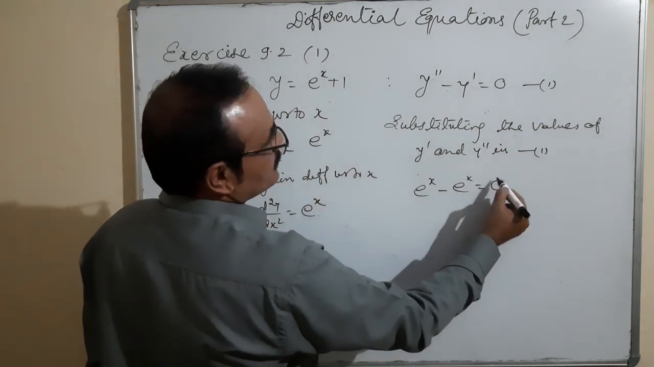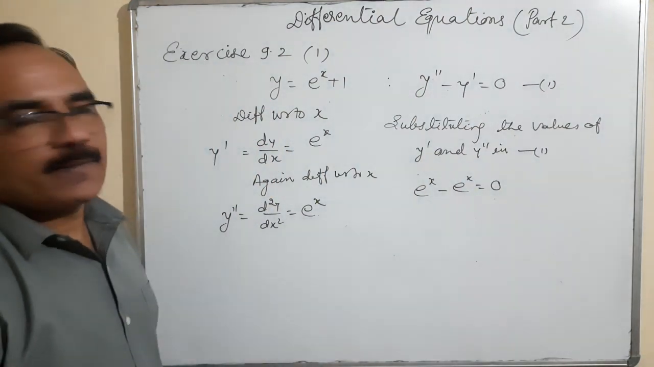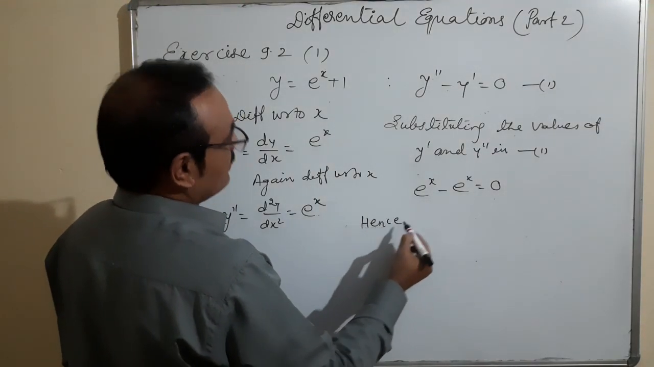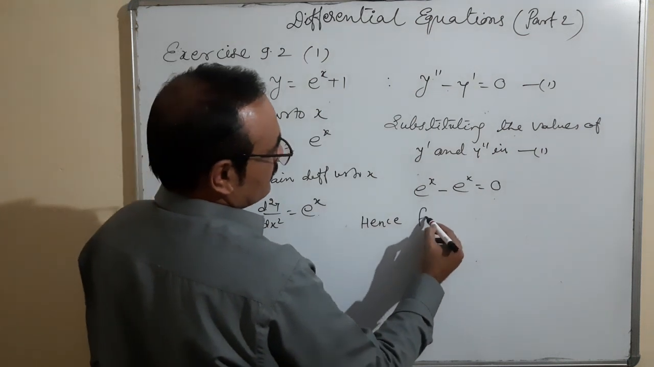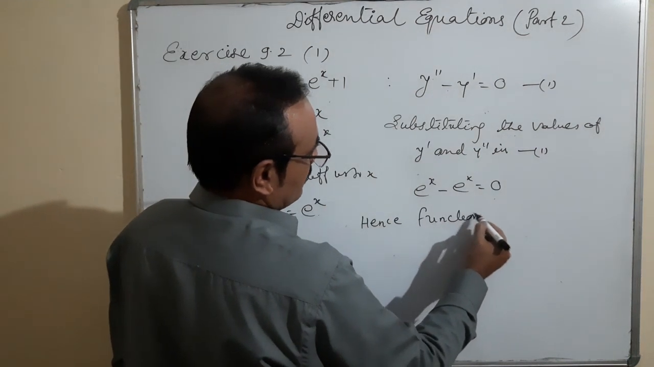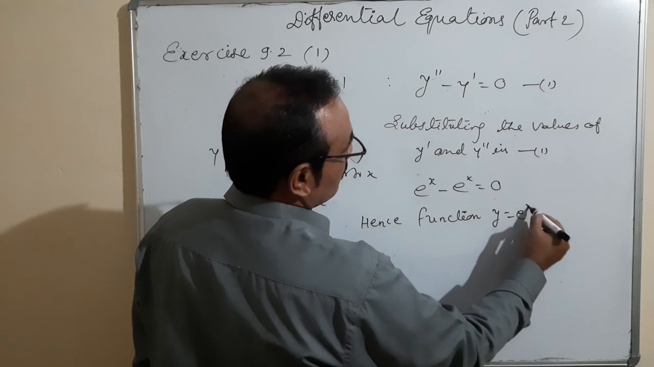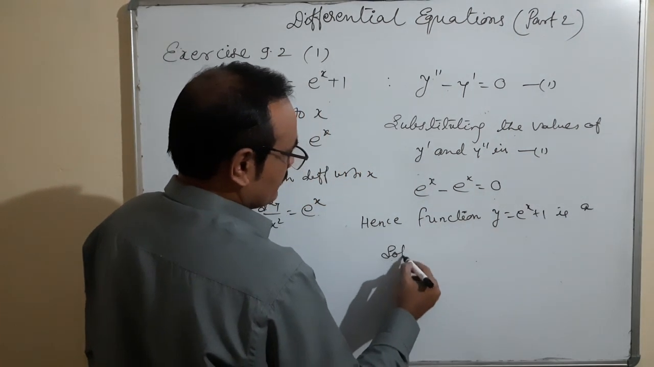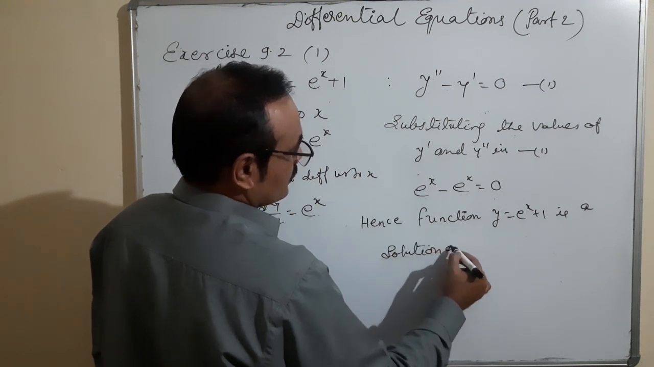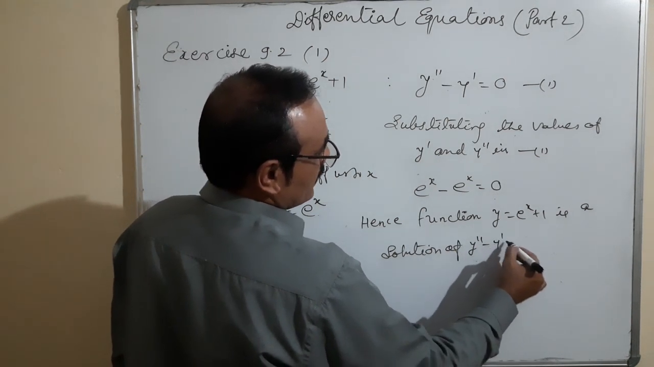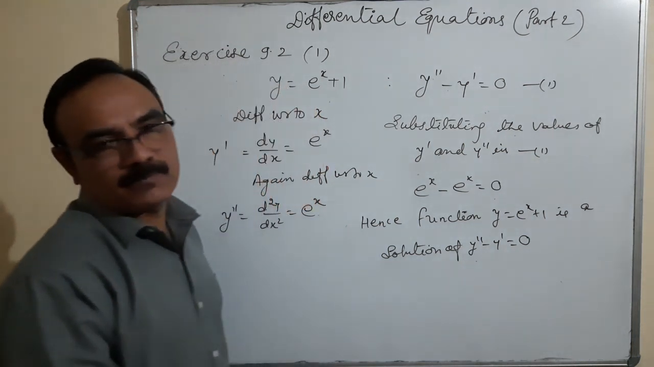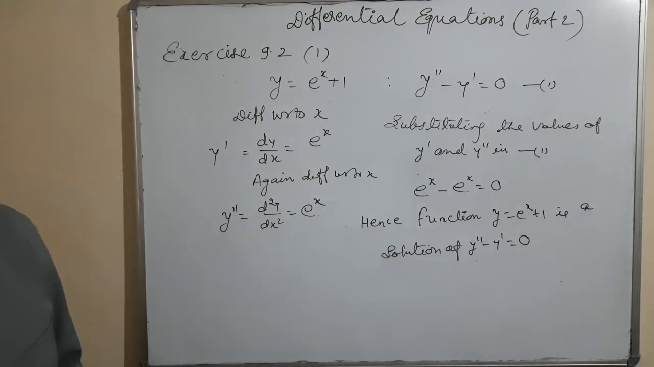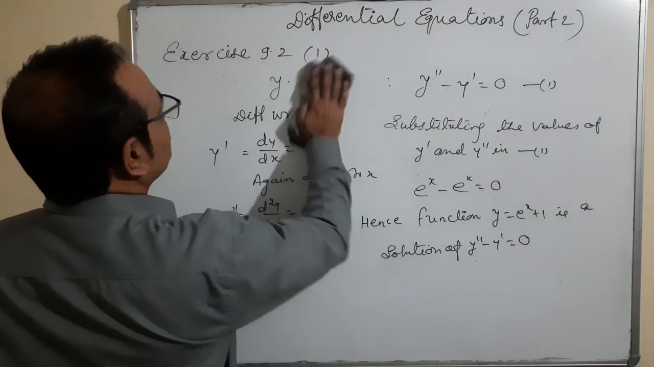is equal to 0. So what does it mean? It means, hence, what to write here? Hence the function y is equal to e to the power x plus 1 is a solution of y double dash minus y dash is equal to 0. Is that clear? So this is the procedure of solving questions of this exercise 9.2. Okay.